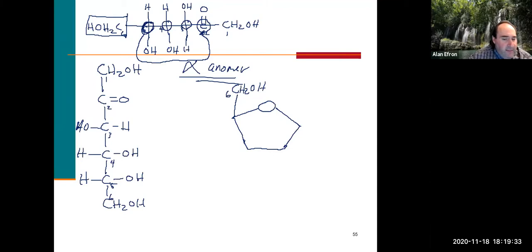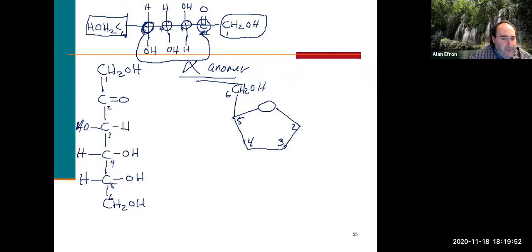We still do our same numbering. This would be carbon 5, this would be carbon 4, this would be carbon 3, this would be carbon 2, and carbon 1 is off of the ring here. And that is actually where this guy will end up. He's also off of the ring.